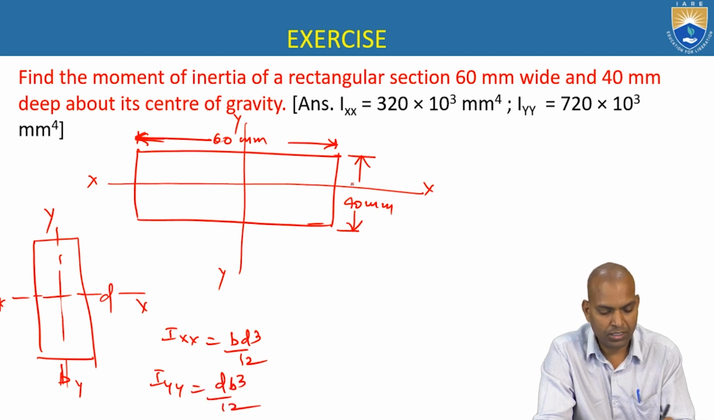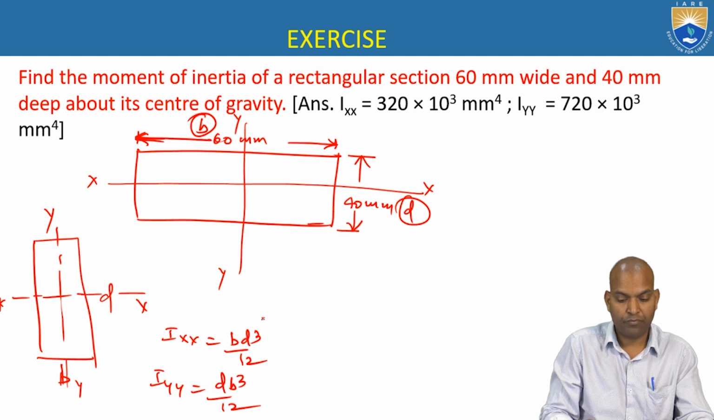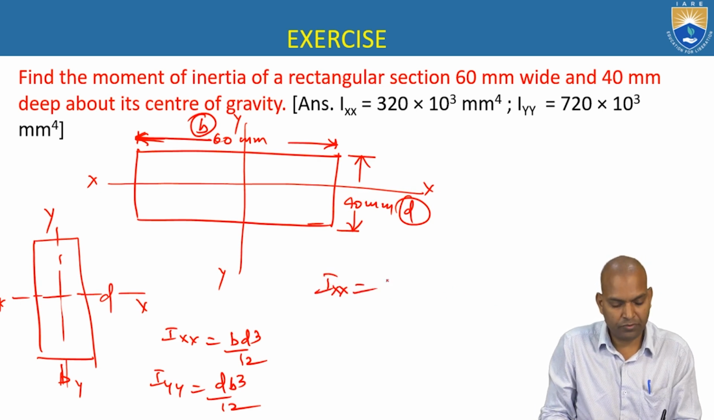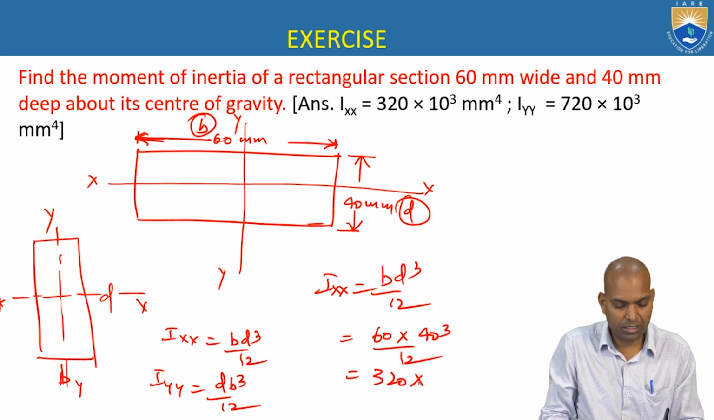Here D equal to 40 millimeters and B is 60 millimeters. We want IXX, so IXX equal to BD cube by 12. Substituting B as 60 and D as 40, cube by 12, the answer is 320 times 10 cube millimeter power 4.